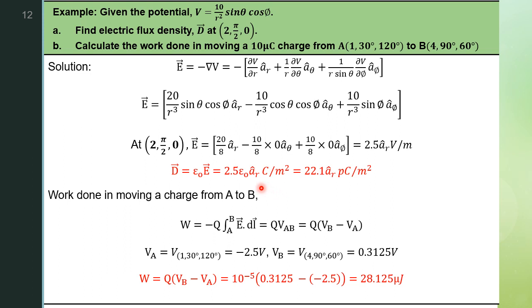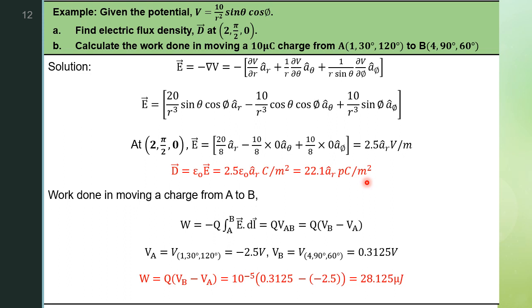So on substituting the value of epsilon naught as 8.856 into 10 raised to minus 12 farad per meter, you will get it as 22.1 ar cap picocoulombs per meter square. And this is the electric flux density.